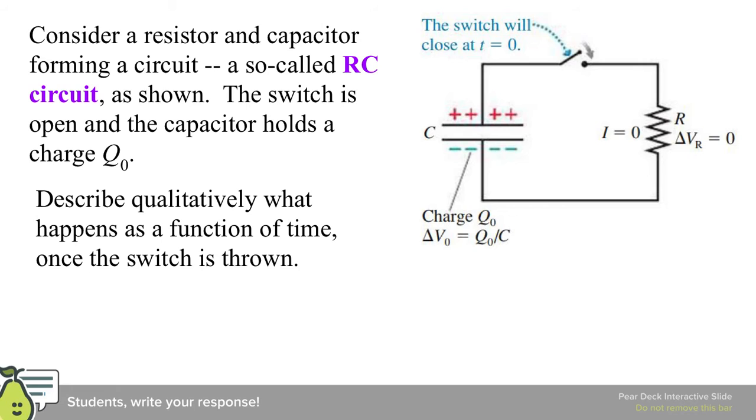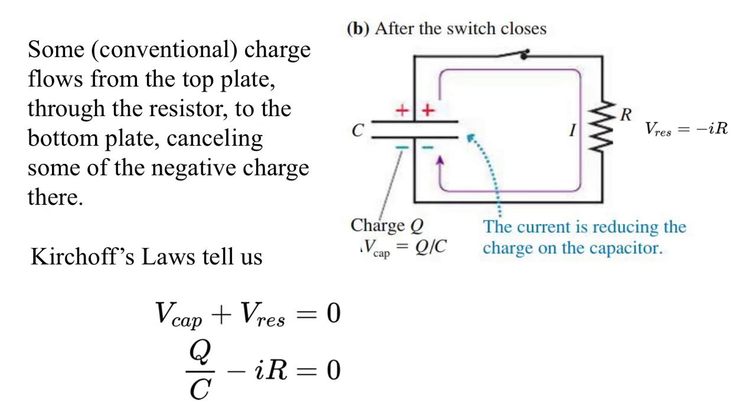So describe qualitatively what's going to happen as a function of time once we throw the switch. Well, some conventional charge is going to flow from the top plate, because now it has a conductive path. It's going to go through the resistor and into the bottom plate, canceling some of that negative charge.